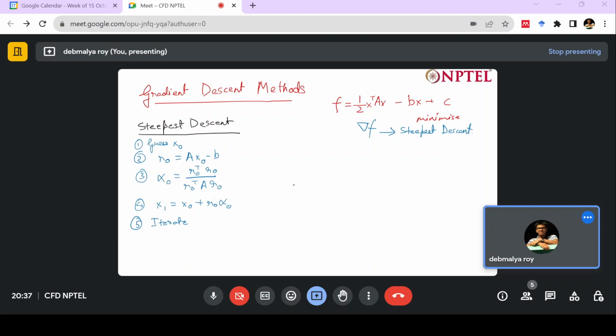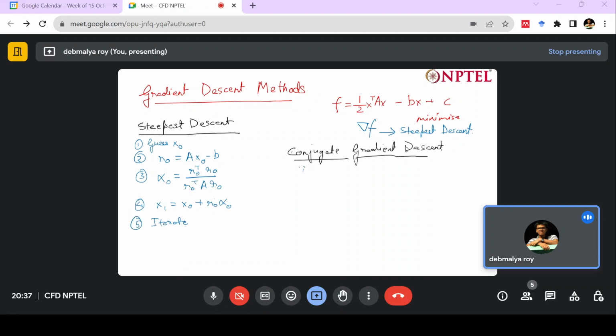Similarly, for conjugate gradient descent there is an algorithm. There are also other methods which are much more sophisticated than these two. They all utilize the similar theme of going downhill towards a minima point. So the algorithms are slightly different.